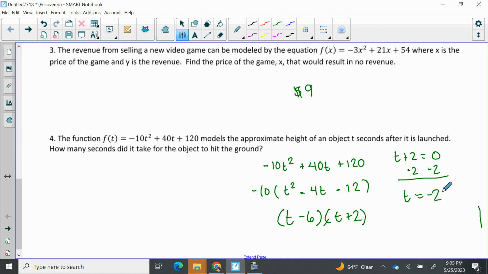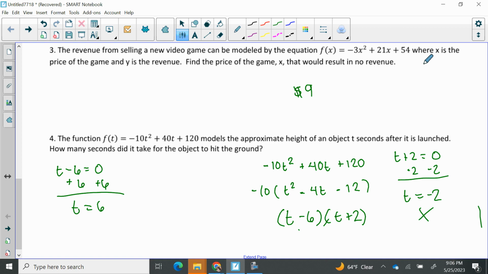Well, negative 2 is not a valid answer, right? We can't have negative 2 seconds. There would be some times where it'd be really nice to go back in time, but we can't do that here. So we're going to ignore that negative result, and then we're going to use this t minus 6. So I'm going to do t minus 6 is equal to 0. Okay, and then I add 6 to both sides, and I get t is equal to 6.